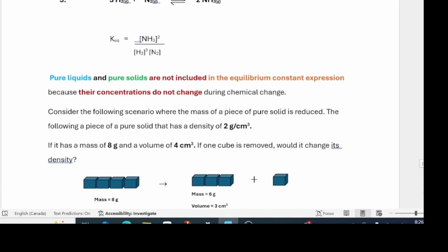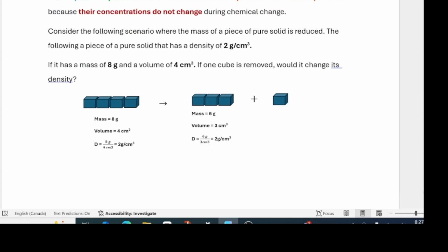A point to note is this. Pure solids and pure liquids are not included in the equilibrium constant expression because their concentrations do not change during chemical changes. This is the point I want to make. We have 4 cubes of a solid and together they weigh 8 grams. The total volume is 4 cubic centimeters. The density is found by dividing the total mass by the total volume, which is 8 grams divided by 4 cubic centimeters. So the density of the blocks is 2 grams per cubic centimeter.